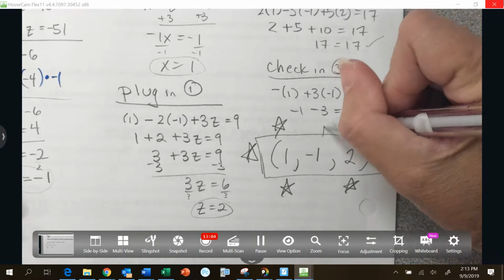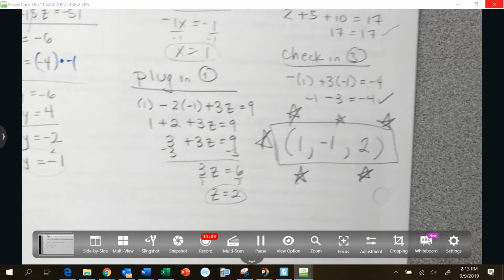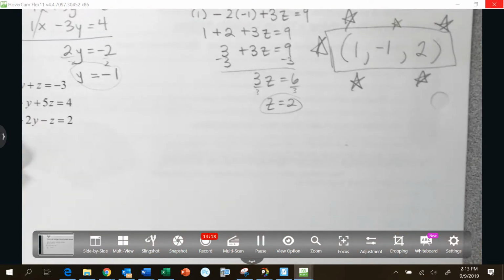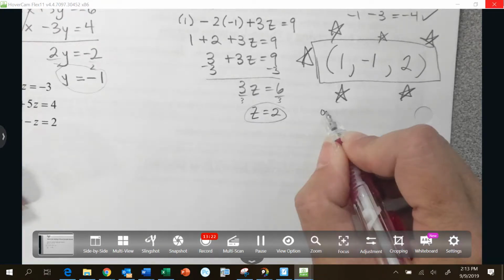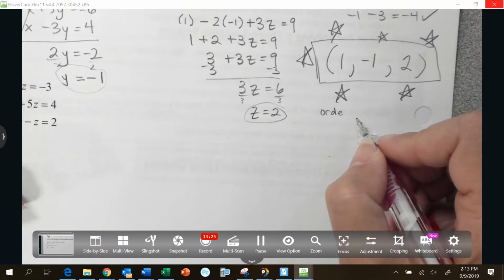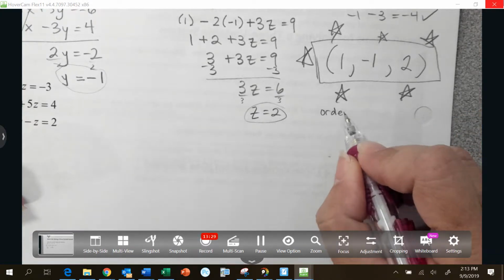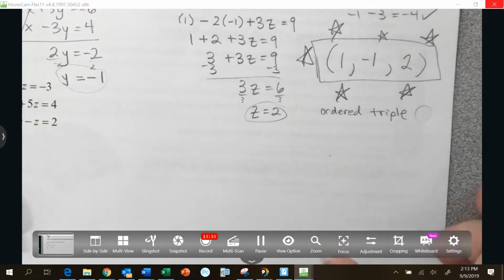Ordered triple. Do we get to graph that? No, we're not going to. We were doing it while you were doing your own thing over there. That's the ordered pair because... No, it's not an ordered pair. Well, what is it? Which one's the C? Is that the 2? I mean, that's the variable. X, Y, Z. Order matters. Ordered triple. That's what it's called.